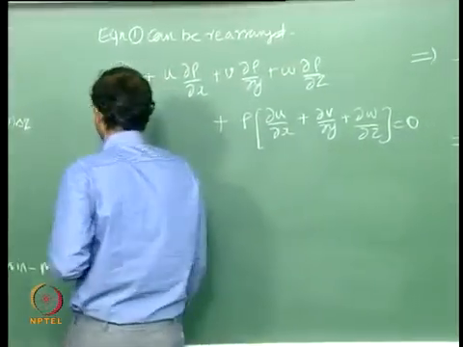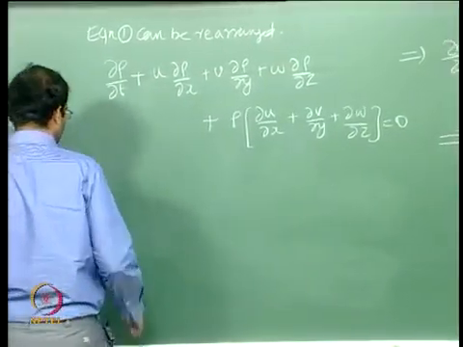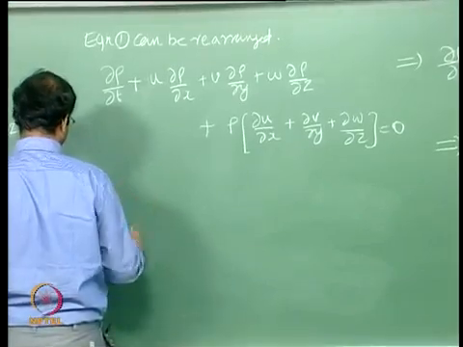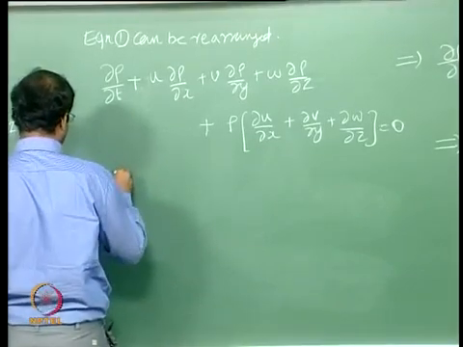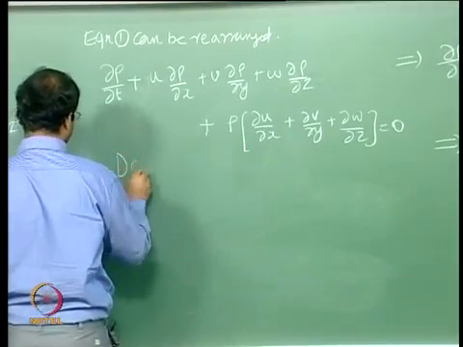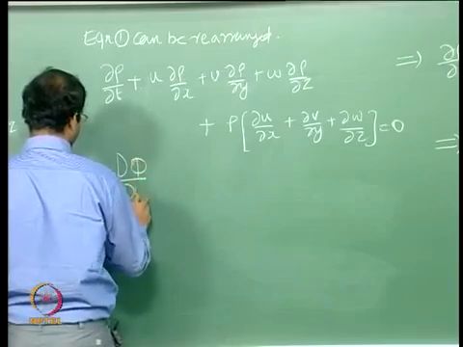Now we can define what is called a total derivative for any variable. For example phi, you can write your total derivative d phi by dt.